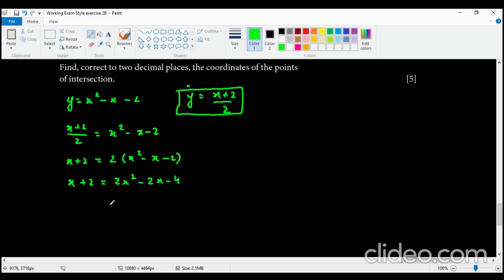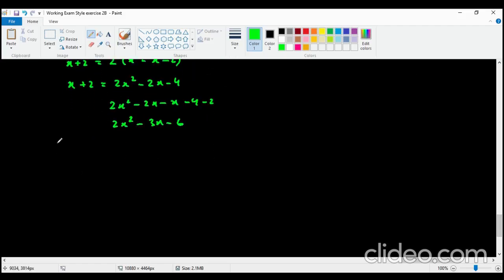That means 2x square and minus 2x and minus x minus 4 minus 2. It gives us 2x square minus 3x and minus 6. So once we get this, we can divide the whole thing by 2, or I can do it the same way. A equals 2, B equals negative 3, and C equals negative 6.